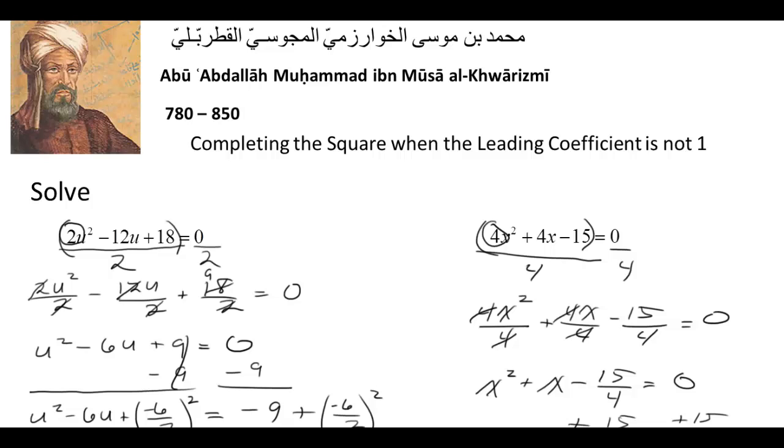Next time, we're going to solve another quadratic equation, but this time, the solution is going to be a complex number.